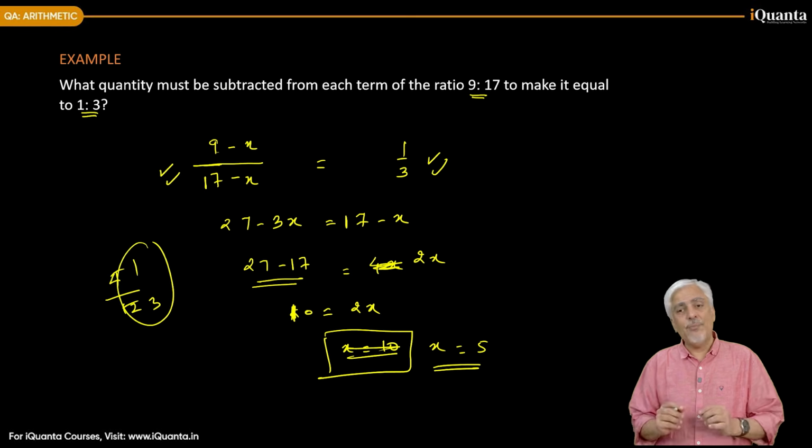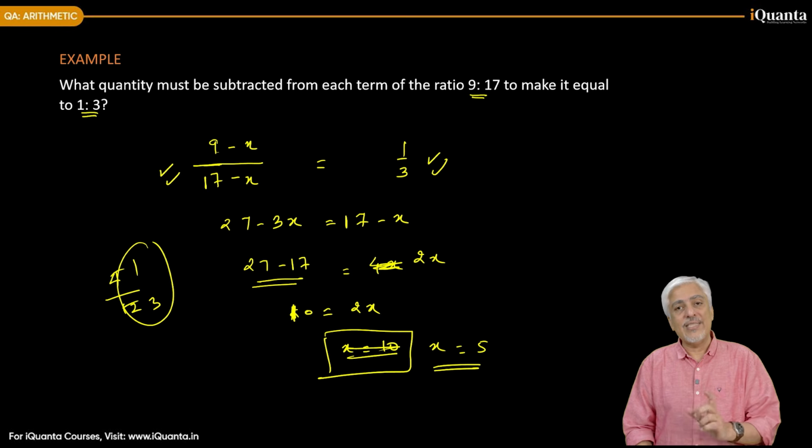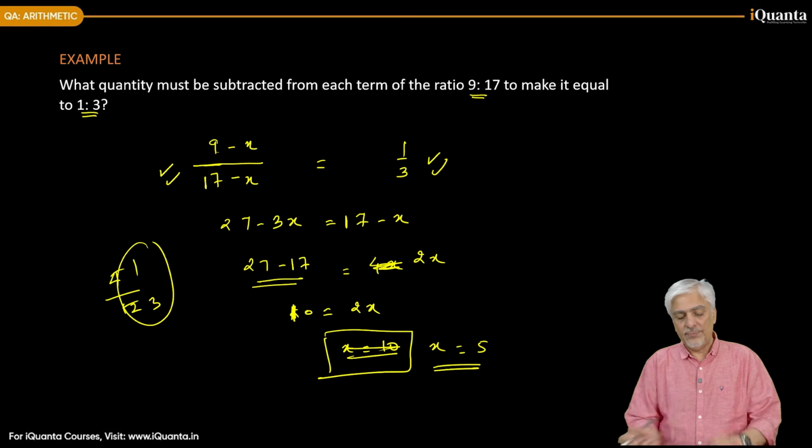So that's an important part, how 9 upon 17 converts to 1 upon 3. That becomes a very, very important part. Understand that very carefully and then you'll be able to do it easily.